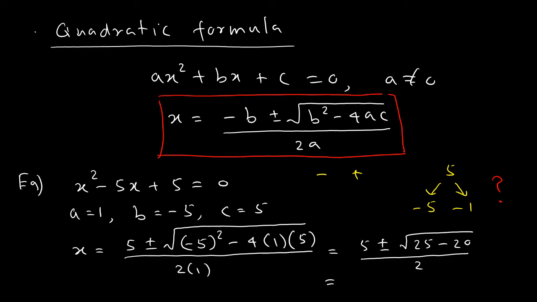And then how to simplify this one? So it's 25, 20, that means 5. So you get 5 plus or minus square root 5 over 2. So you can write it like this, or you can even split it, write it like that: 5 half plus or minus square root 5 over 2. So you can write it like that.